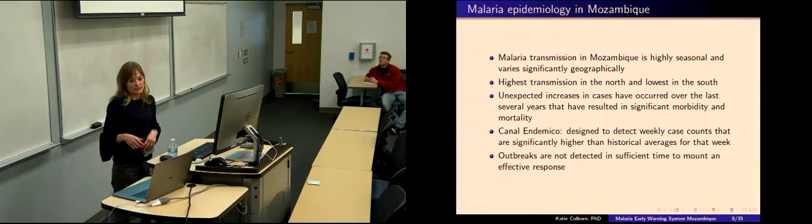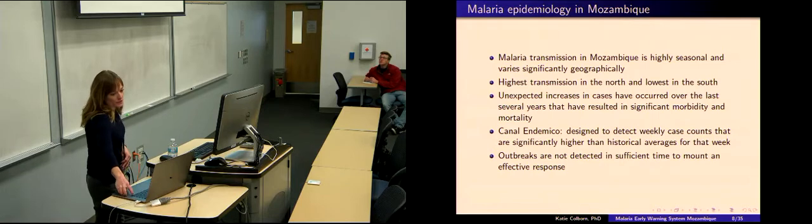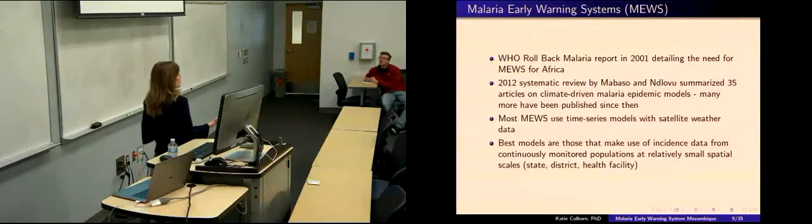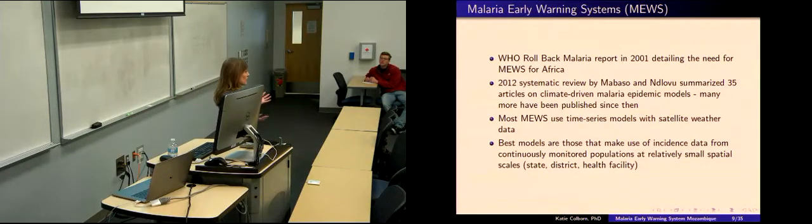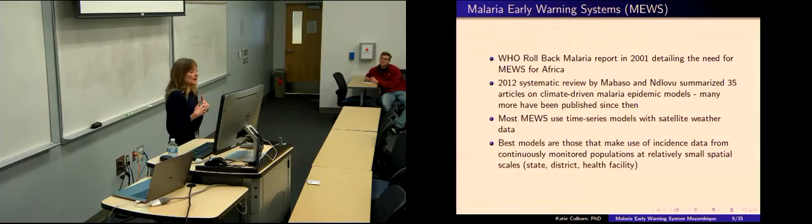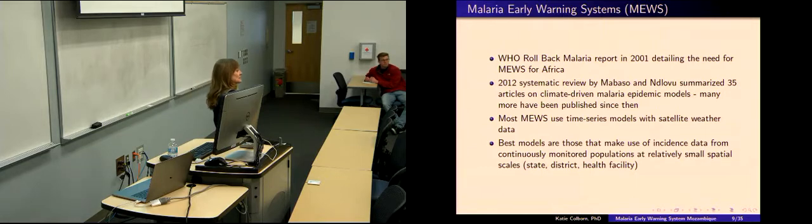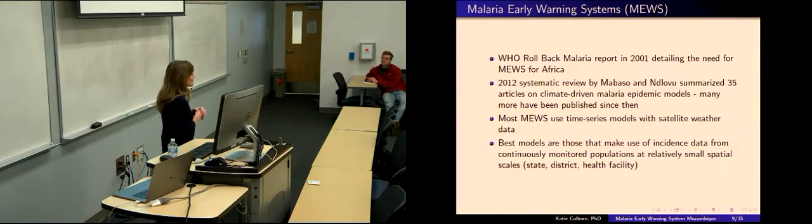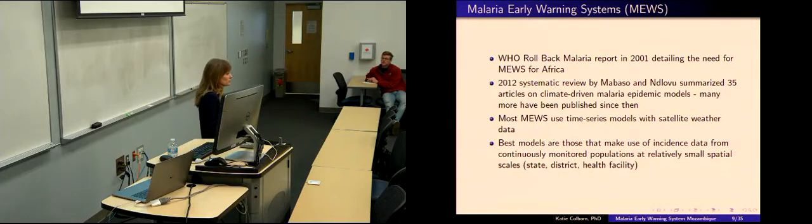And so that's really the idea of a malaria early warning system, is to say, we have the Malaria Atlas Project. They can tell us where malaria tends to happen and when. But is there a way we could determine when and where there might be incidents exceeding what we would expect given historical averages?